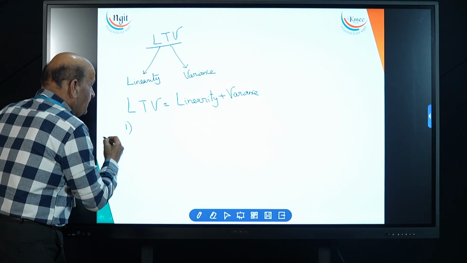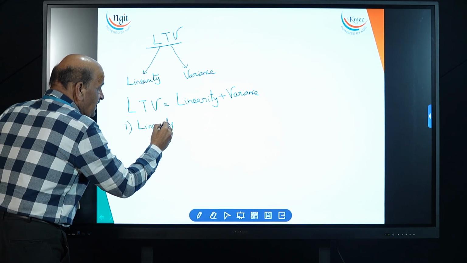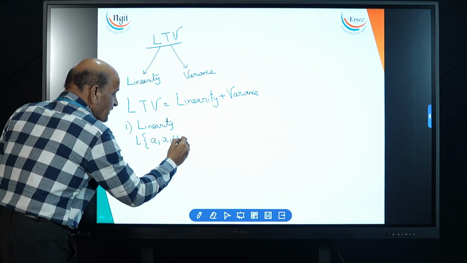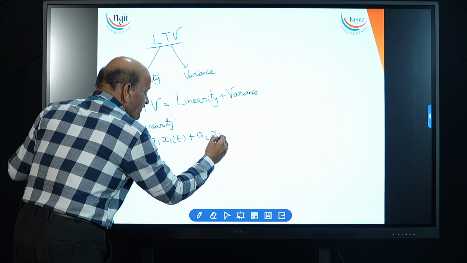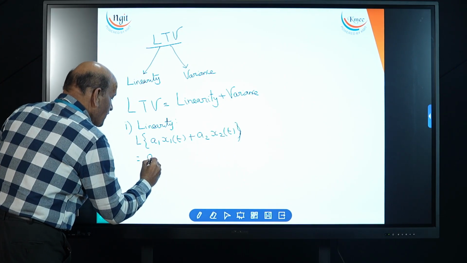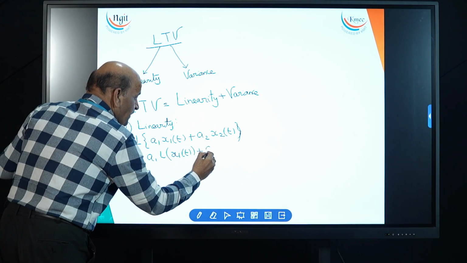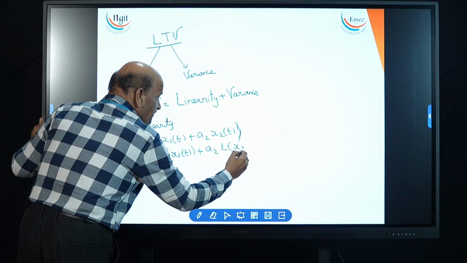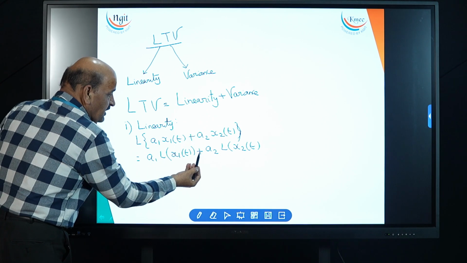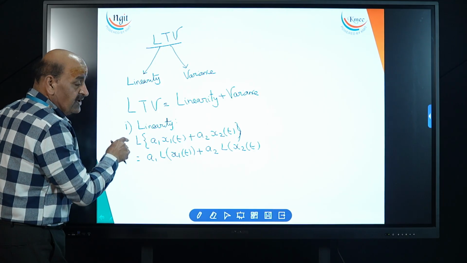So for example, the first one is called the linearity principle. Just what we discussed in the previous one: a1 x1 of t plus a2 x2 of t should be equal to a1 L of x1 of t plus a2 L of x2 of t. That means the transformation of a sum of signals equals the sum of transformations of the signals. The first principle it has to satisfy is linearity.